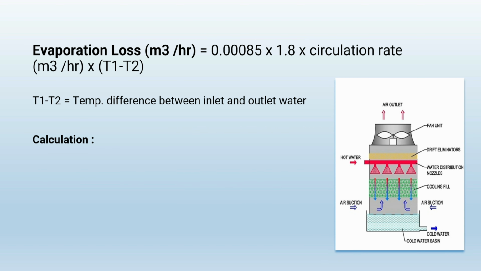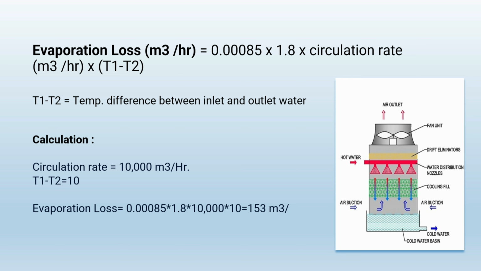Now we will calculate the cooling tower evaporation loss. So cooling tower evaporation loss is 0.00085 into 1.8 into circulation rate in cubic meter per hour into range of cooling tower. Here is the calculation. As we have considered water circulation rate is 10,000 cubic meters per hour and range as calculated is 10 degrees Celsius, then evaporation loss will be 153 cubic meters per hour.